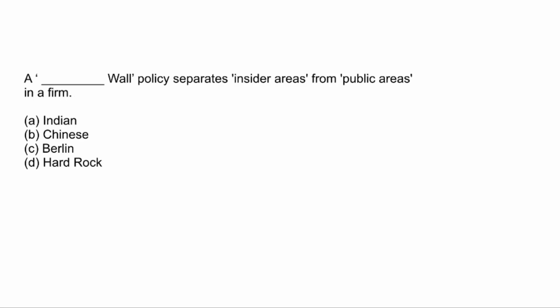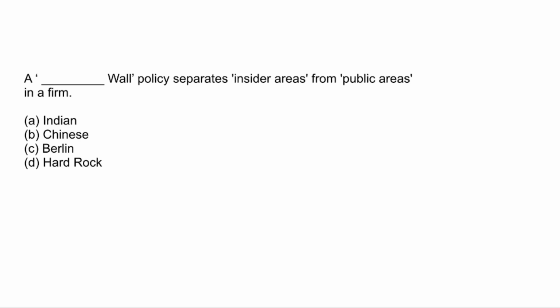A dash wall policy separates insider areas from the public areas in a firm. Options given: A. Indian, B. Chinese, C. Berlin, D. Hard Rock. So friends, the correct answer is Chinese wall. So what does a Chinese wall mean?